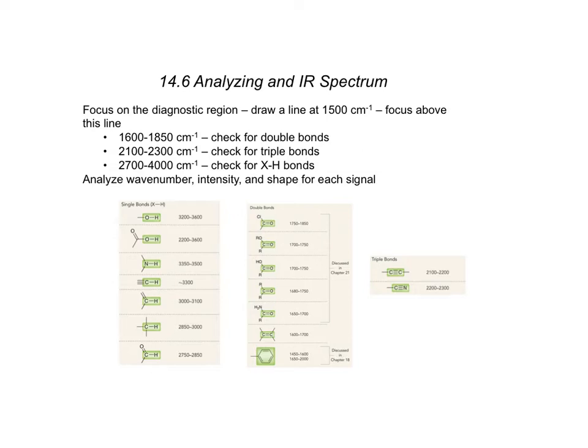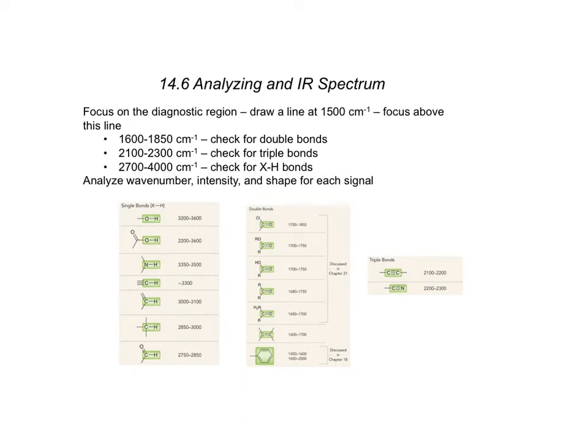So I don't give you any of the carbon, oxygen, single bonds, any of that stuff that you would find in the fingerprint. Okay, in general though, where we can kind of expect to see things between 16 and 18, that's where we're looking for double bonds. Between 21 and 23, triple bonds, and then anything above 27 is something attached to hydrogen.